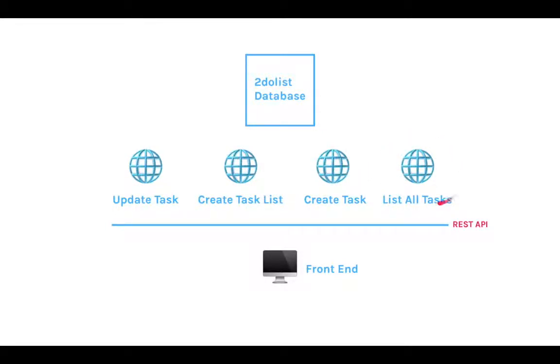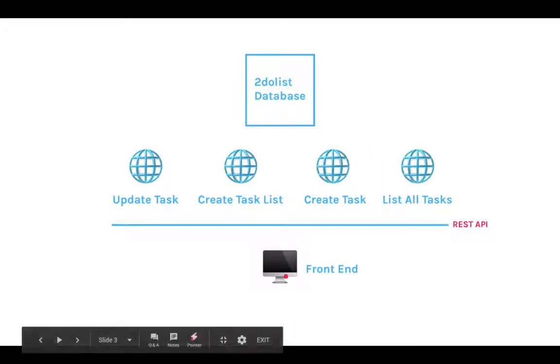So if you wanted to list all tasks, your front end will visit this endpoint, which will trigger a request on the server to list all the tasks. It will then fetch a list of all the tasks and return it to your front end. Similarly, for anything you wanted to do.